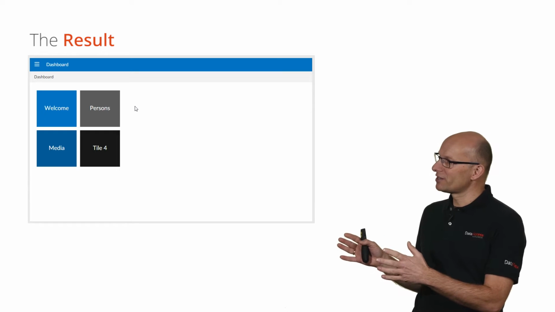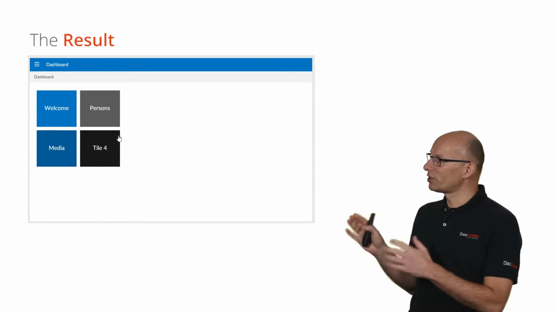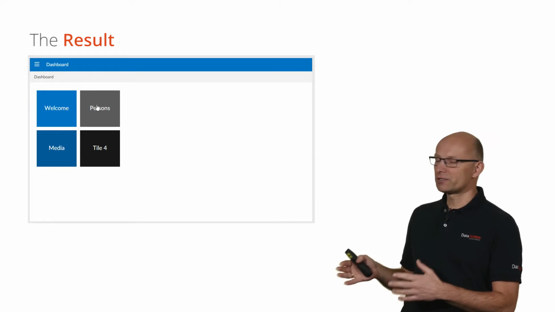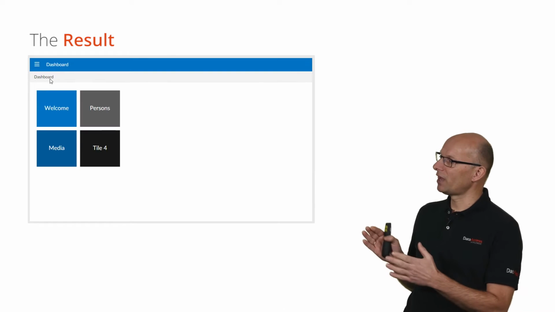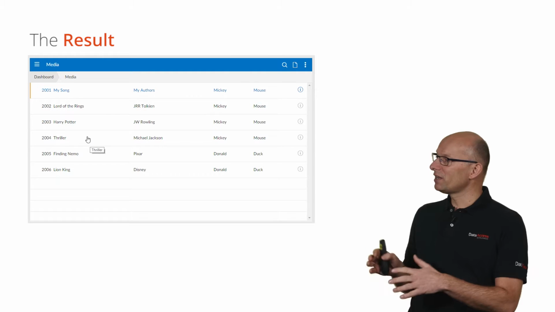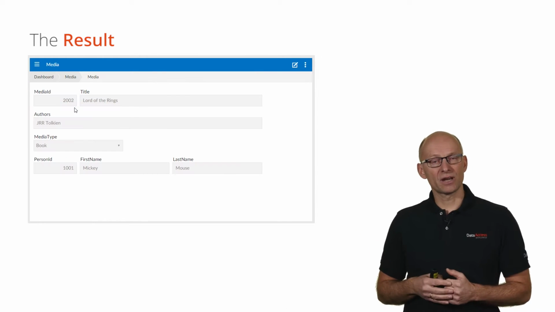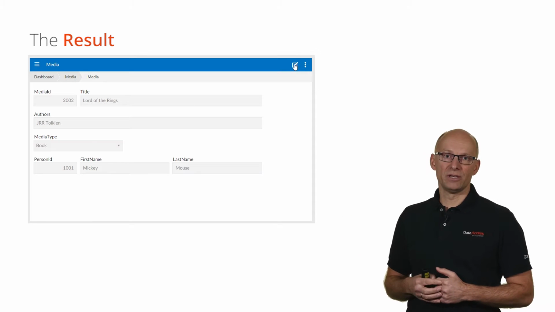When you launch the application, you get a dashboard and you see some tiles on the dashboard. When you click on a tile, for example on persons, you get a list of persons. If you click back on the dashboard and you go to media, you get a list of media. By clicking on media, you zoom into that specific media record and you can see the details of it, or you can make changes to that media.